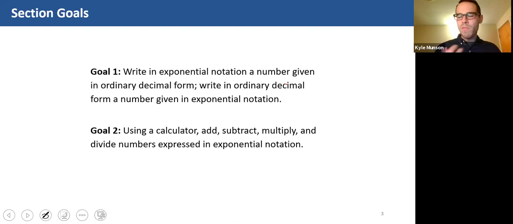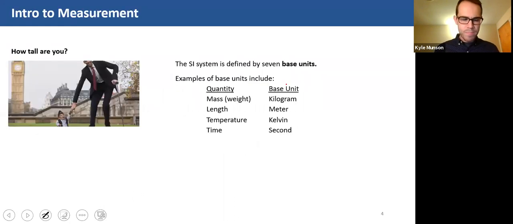And then we want to get familiar with using our calculator for adding, subtracting, and multiplying numbers expressed in scientific notation or exponential notation. So the question is, why do we want to do this? Why do we want to use exponential notation? Well, before we talk about that, a question would be, how tall are you, right? So this is our intro to measurement.